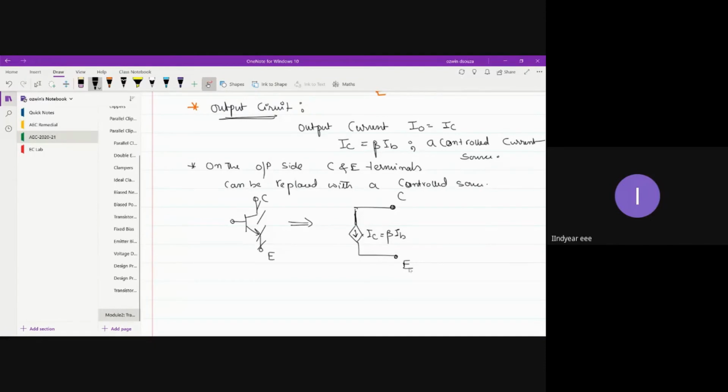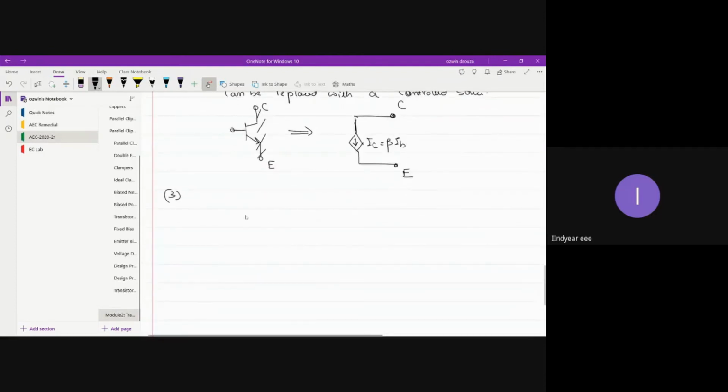So far we have introduced an equivalent circuit on the input side and an equivalent circuit on the output side. Now we have to connect these two circuits together so that it represents the complete equivalent circuit of your transistor. So let us do it in step number 3, and collate everything there.